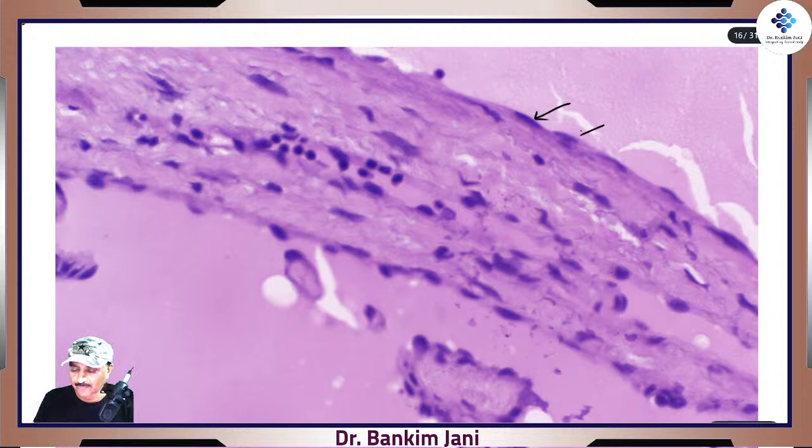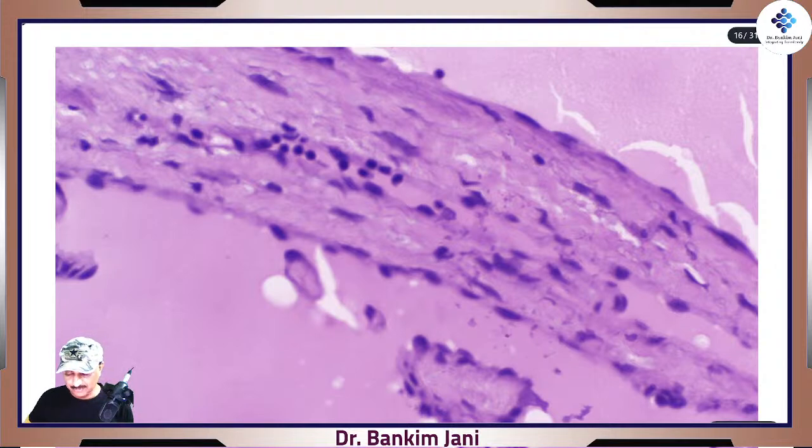Literally flat nuclei. See, flat nuclei, all flat. See, where is the cell wall? It is impossible to see the cell wall. Everything is identified with the help of only the nuclei because of the existence of dark stained nuclei.